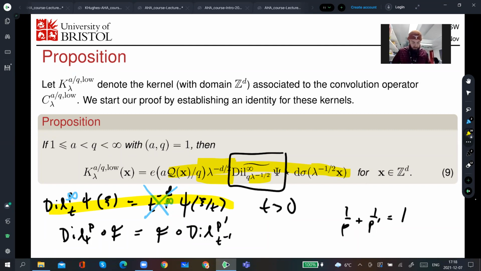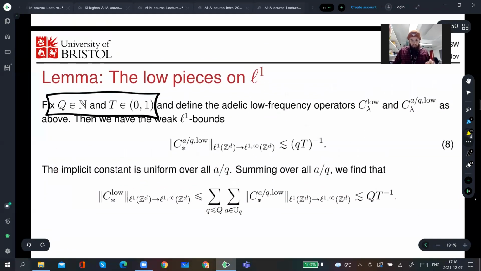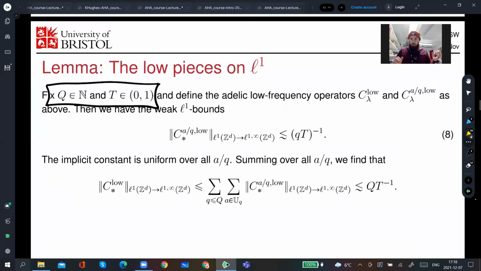Okay, that's a good point to stop for now. Let's take a 10-minute break. And I'll come through and I'll show how this proposition will imply this lemma, and then how you combine these two lemmas to get the theorem we want, and then how we use that theorem to get the Magyar-Stein-Wainger theorem.